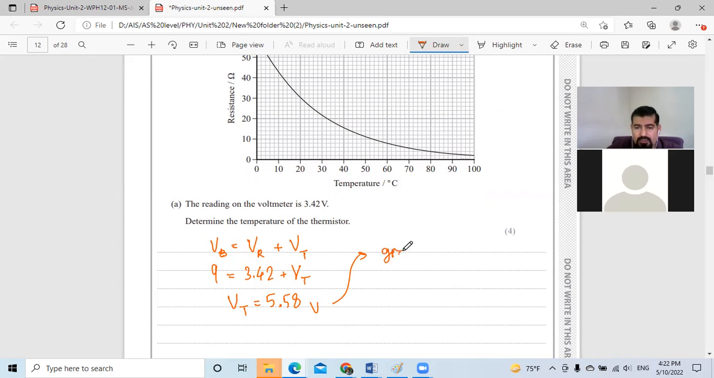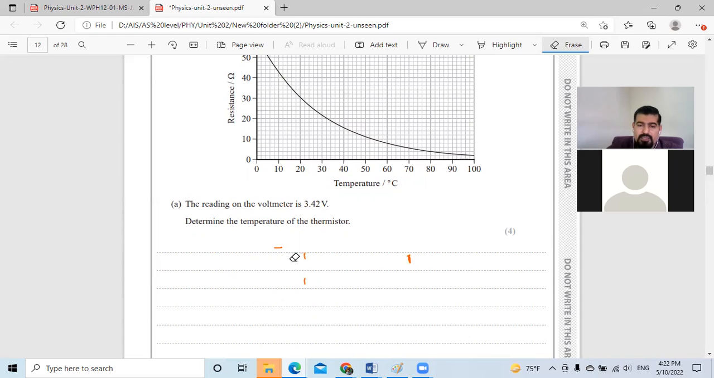Okay, I'm going to use the graph to search for this. I need to find the resistance. They give us the resistance, not the voltage, so I'm not going to do this. I'm sorry, my mistake. Hold on. I need to find how much the resistance is. To find the resistance, I need to find the current.